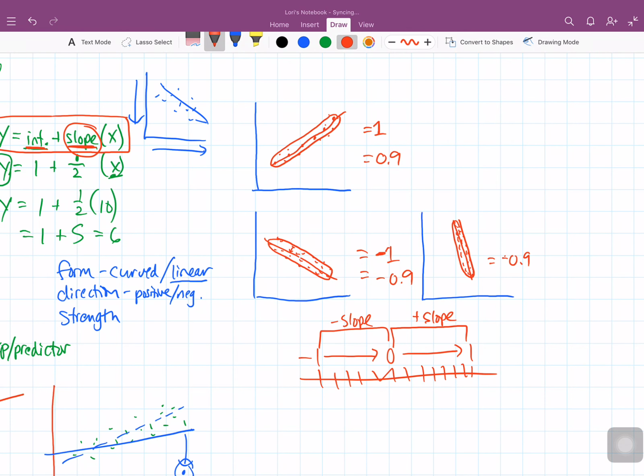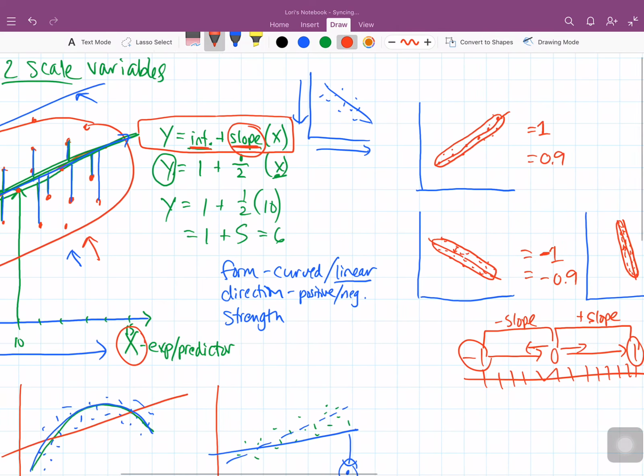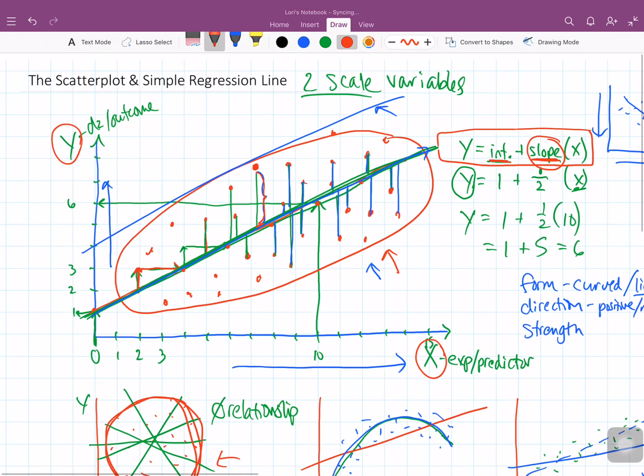And so that relationship can be in either direction, and the farther you get away from 0, the more and more those dots cluster closer and closer to the line until they are perfectly on the line at -1 and +1. So those are some of the interesting features and important aspects of the scatter plot and the simple regression line.